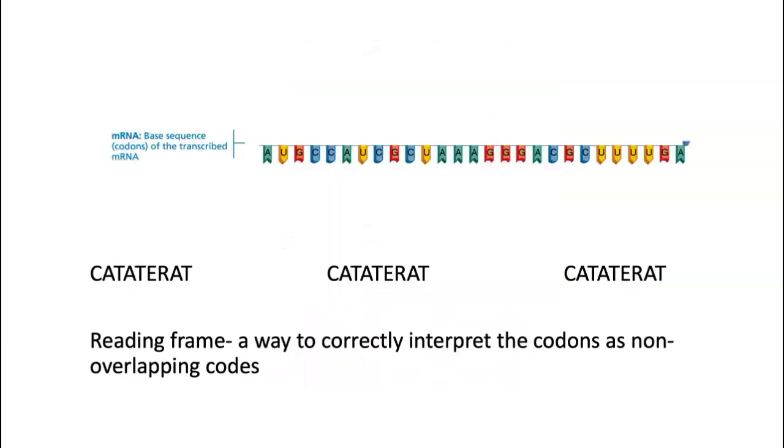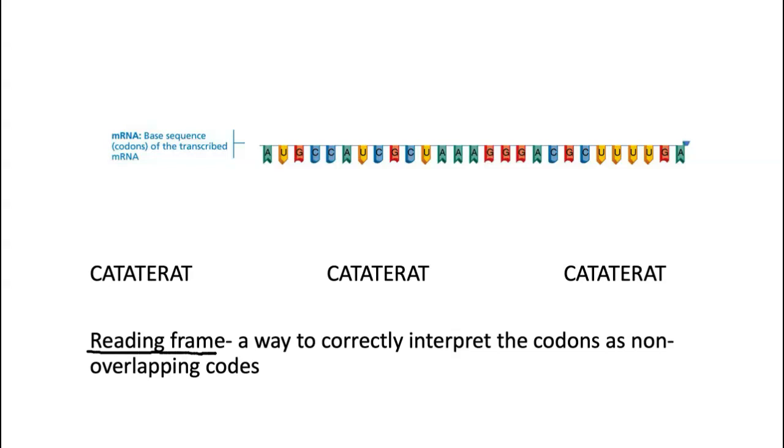So in translation, once the messenger RNA is in the cytoplasm, a ribosome attaches to it. And one of the first things that has to happen is the ribosome needs to determine how to decode the messenger RNA. In other words, what the reading frame is. And the reading frame is just the way to correctly interpret the codons on that strand of messenger RNA.